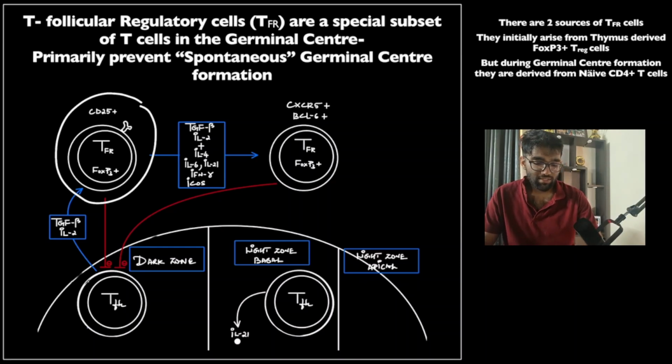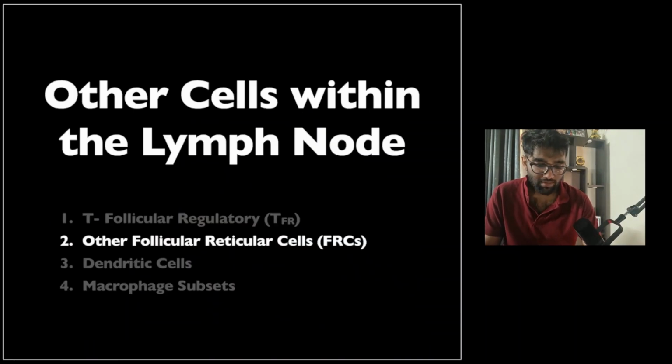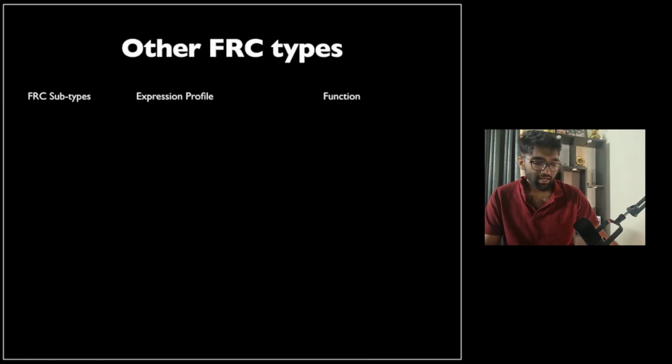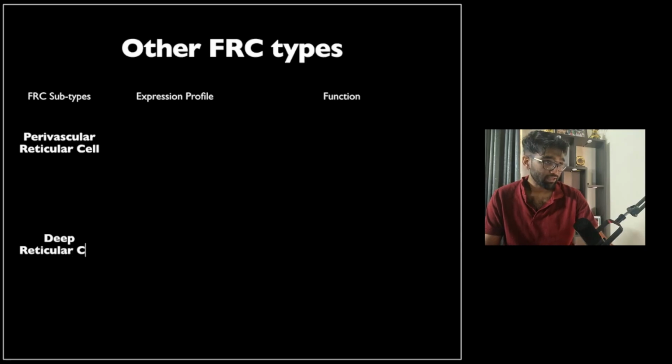Okay, so as you can see, they then inhibit T follicular helper cells and thus prevent spontaneous germinal center formation. Now, the second subset of cells that we're going to talk about are other follicular reticular cells within the lymph node. So these are twofold. That is, one is the perivascular reticular cells, and the second is what we call the deep reticular cells.